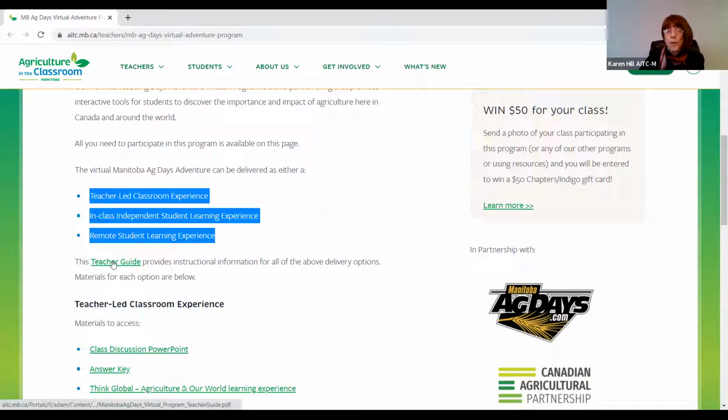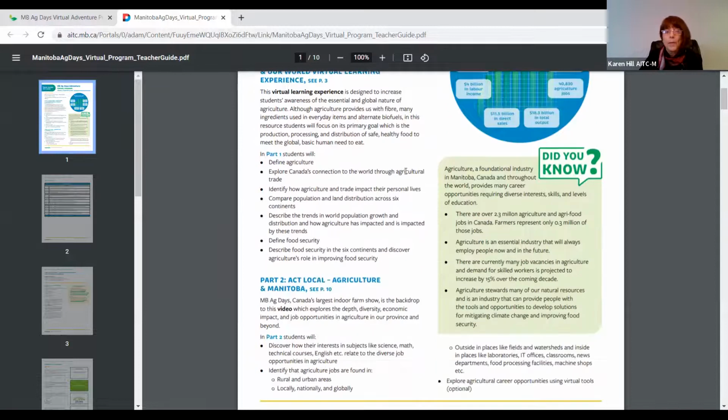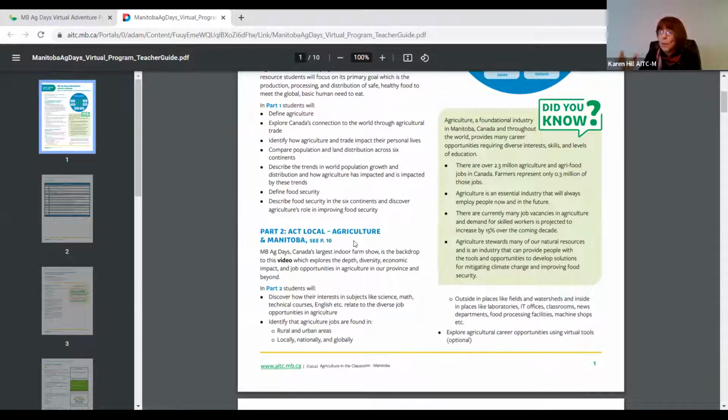So the first thing that's available to you on this page is a teacher guide. So you're just going to click on this and open it up. On the first page, it's just a general description of the program. You will see it's in 2 parts. It follows our theme, think global, act local. So the first part, the students will think global and they will explore agriculture and our world. And in the second part, they will think about local, so act local, and explore agriculture and Manitoba.